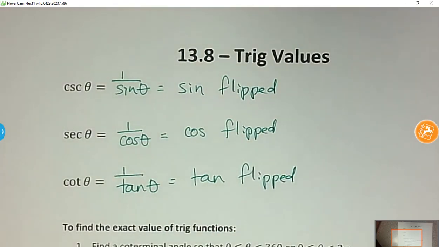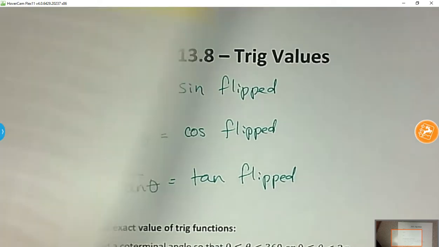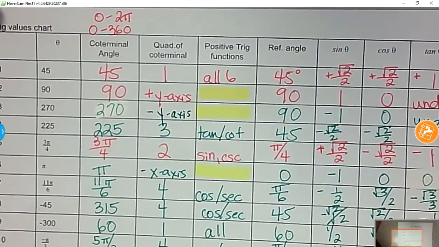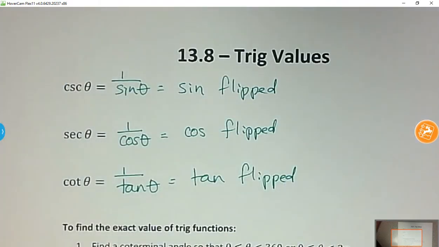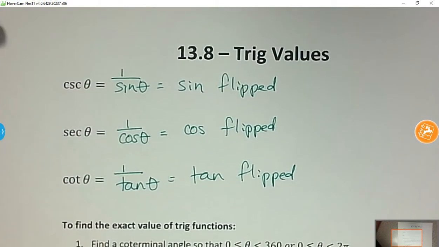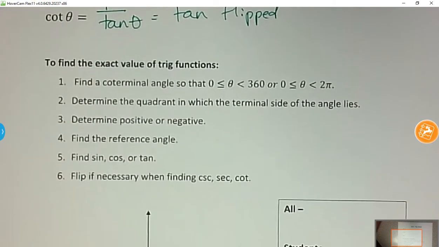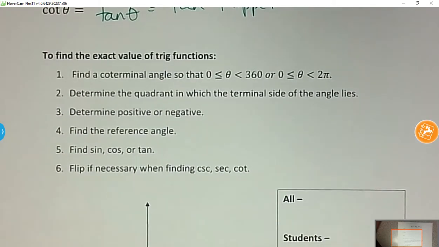So now, what I want to look at is how to find the values of different trig functions. We've already done it in chart form, and y'all seem to understand that pretty well. But now we're going to go back to a list and see if you can do it here. Okay, it's the exact same thing.